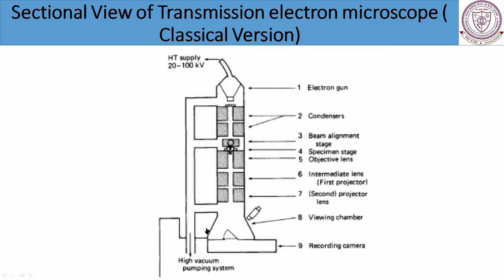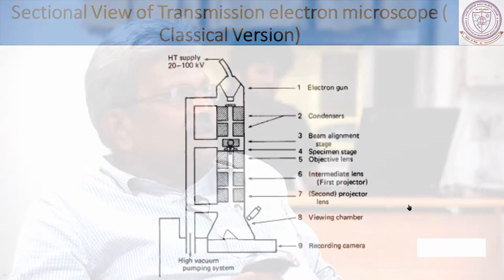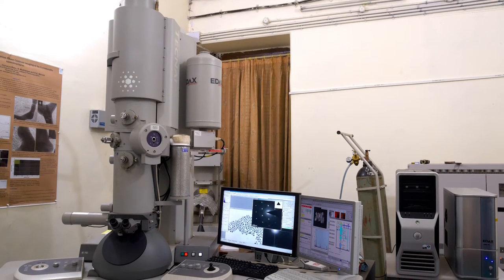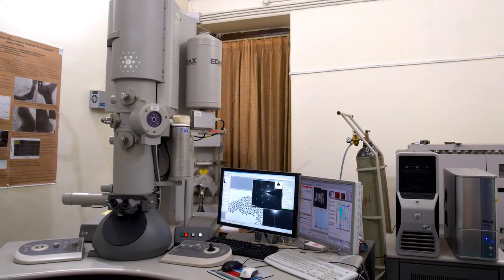However, if you look at the essential features, it has got an electron gun, condenser lenses, a stage where the specimen is put, objective lenses, intermediate lenses, and then projector lenses, known as the first projector or the projector lens system, that you must have. And finally, you can either see it on a fluorescent screen, or you can also record it with the help of a camera, and finally connect it to the new generation of computer system. The new machine that we have has got some of the modern features that we have at the moment.